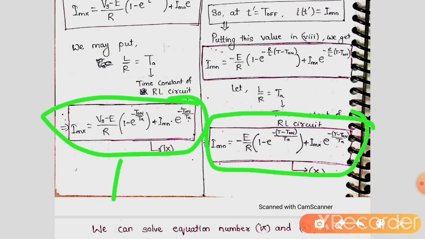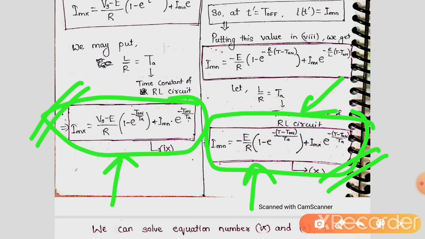These two expressions are very important, even from semester exam point of view as well as from competition point of view. Questions are asked based on the minimum and maximum current expression in chopper circuit. These are very important expressions and you must remember them.